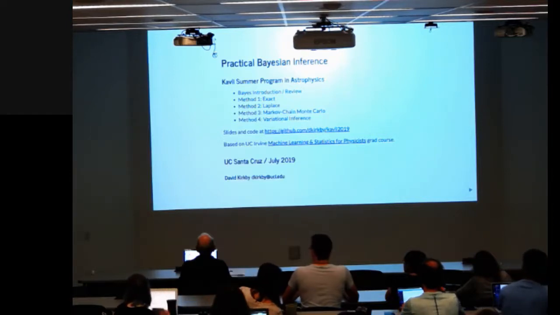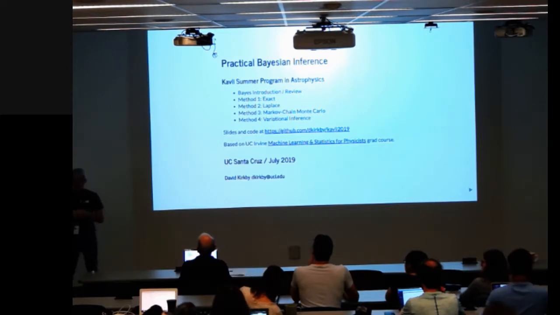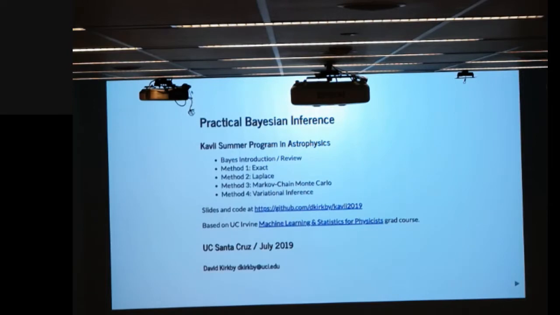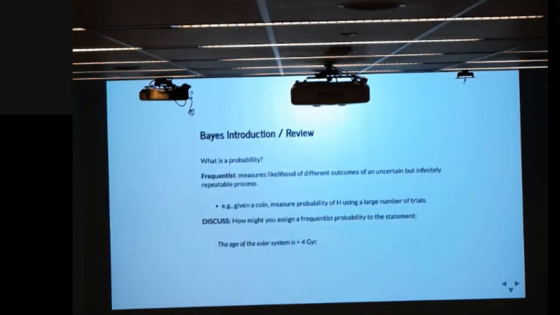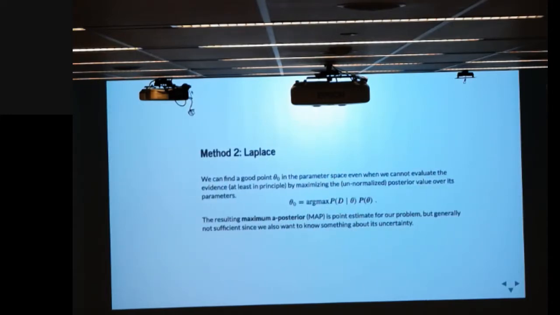We're talking about how to do Bayesian inference in practice. After an introduction or review for some of you of the main ideas of Bayesian inference, I said there were 4 methods. We went quickly through the exact approach and talked a little bit about Laplace's approximation, which is quick and dirty. Not so useful for science because it doesn't give you uncertainties, except in a very Gaussian approximation.